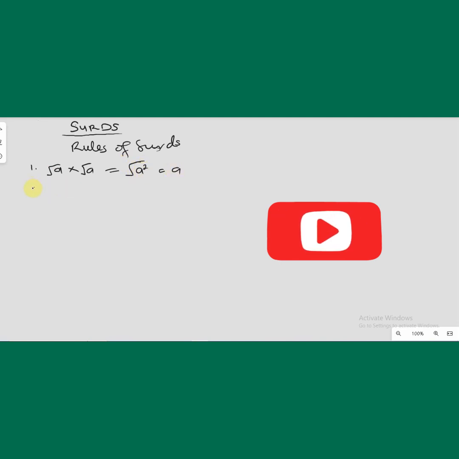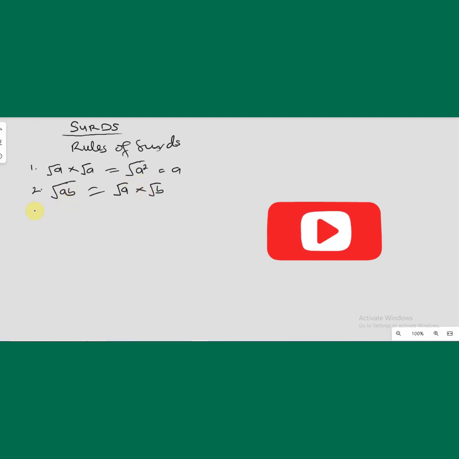The second one is going to be when you have surd AB. This is supposed to be the same as surd A multiplied by surd B. Because if you multiply surd A by surd B, you're going to have surd AB.